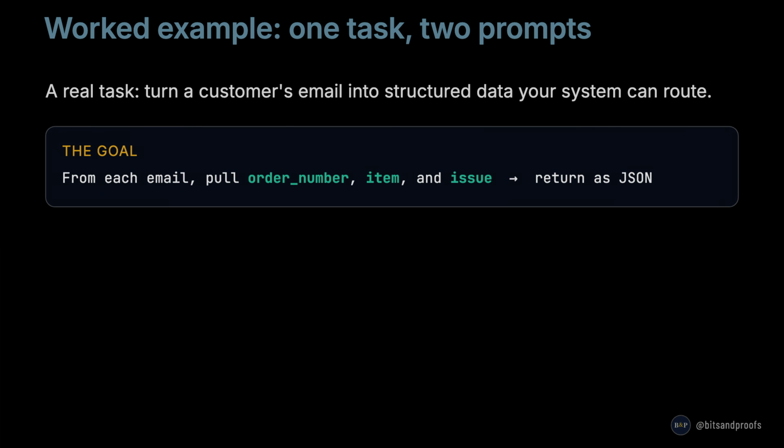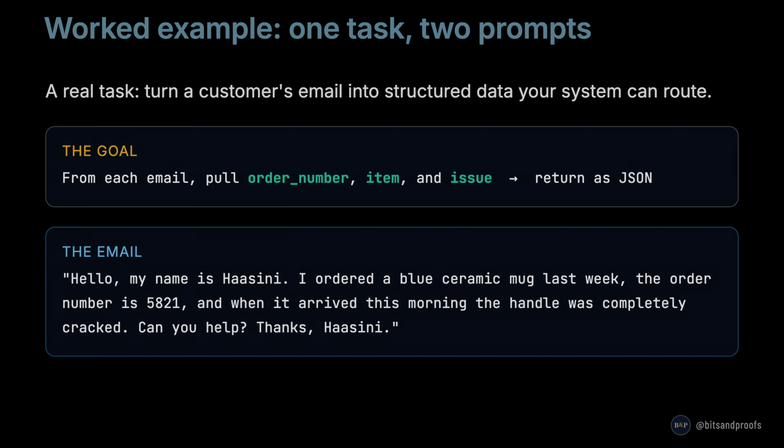Let's put all 7 lessons together on one real task. You run a small shop and you want to turn each customer email into structured data, the order number, the item, and the problem returned as JSON. Here is the email. Hasani ordered a blue ceramic mug, order number 5821, and the handle arrived cracked. We need those 3 fields pulled out of it.